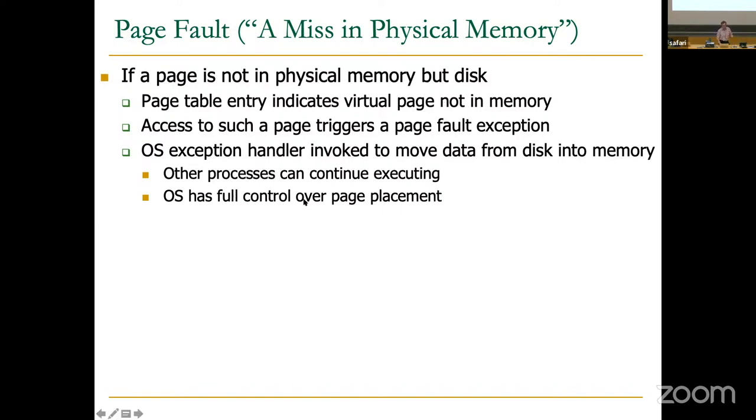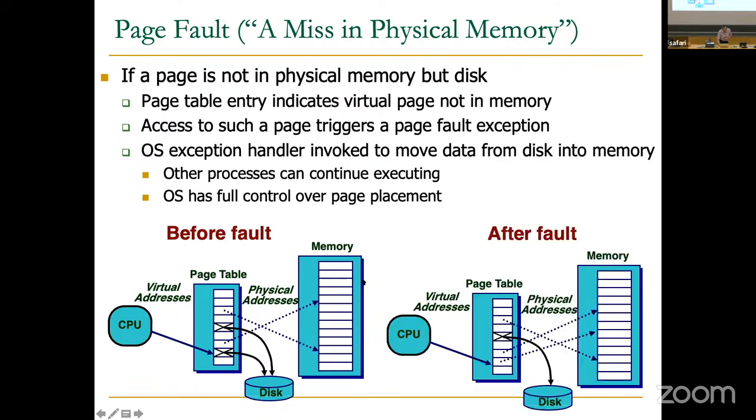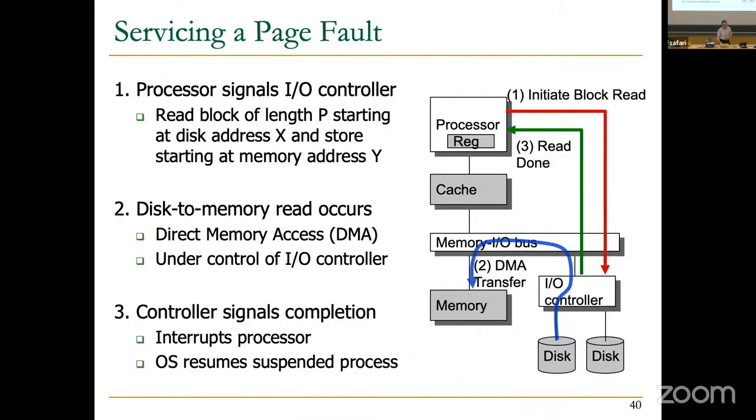But basically, the OS has full control over page placement. Before the fault, the CPU is accessing this virtual page. It's on disk. It's not mapped to memory. After the fault is handled, the CPU is accessing the same page again, and now the page is mapped into physical memory, right? The page table is fixed to reflect that, and something is perhaps kicked out from the physical memory. Okay, so how is this serviced?